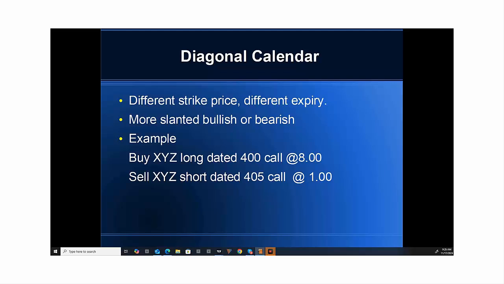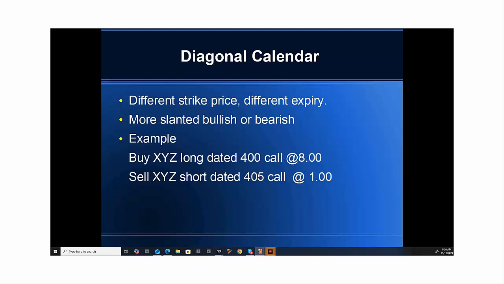Now, the one that I most often use is a diagonal calendar. And instead of having the same strike price, just with a different expiry, this has both a different strike price and a different expiry. And so that way it's more slanted, either bullish or bearish. For example, I'm going to buy that same XYZ 400 call at $8. But this time, instead of selling the 400 call, which would have been a straight calendar spread, excuse me, I'm going to sell the 405 call.